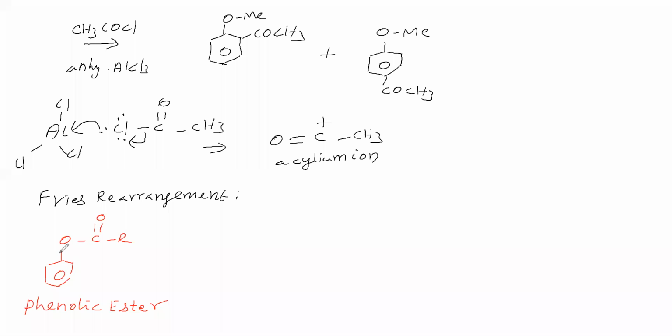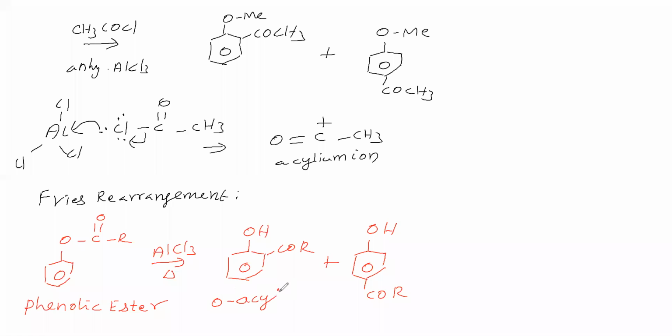This phenolic ester is taken and aluminum chloride is added, then it is heated. Now what happens is so and so is produced. Here COR, then OH, here COR. This is called a Fries rearrangement, we can say. This is ortho-acyl phenol. It is para-acyl phenol.